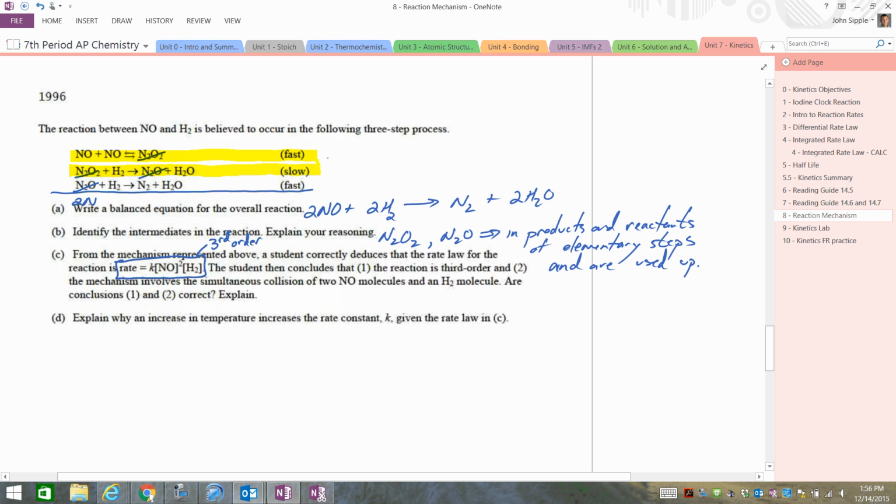Okay, so we're going to write our rate law based off of these two reactions here. So rate is going to be equal to K. And notice how many NOs we have. We've got two of them on our reactant side. We're not going to include any intermediates in our rate law. And how many hydrogens do we have on our reactant side? Just one. Okay, do you see that? So, yes.